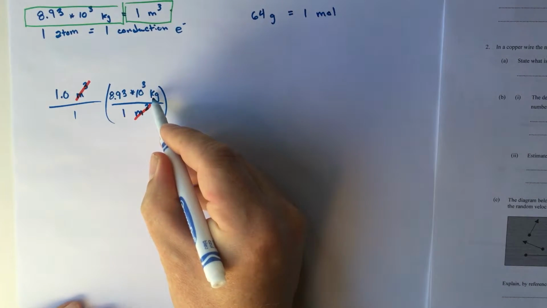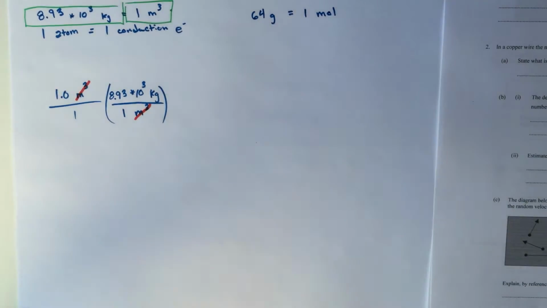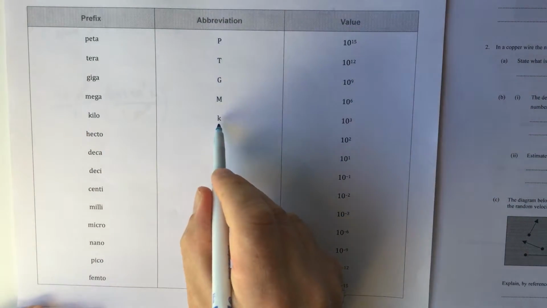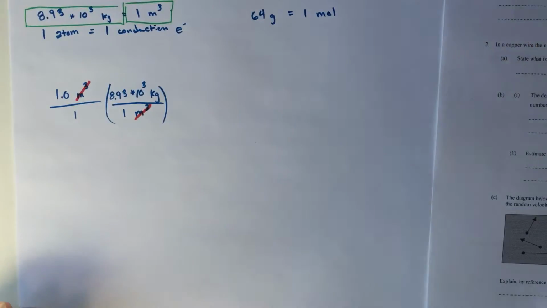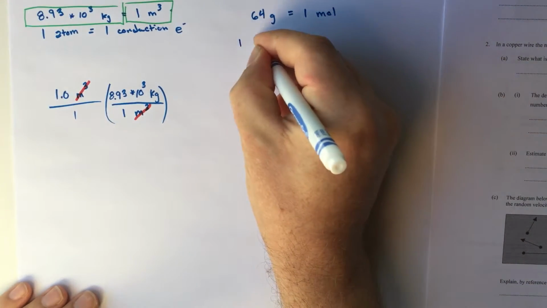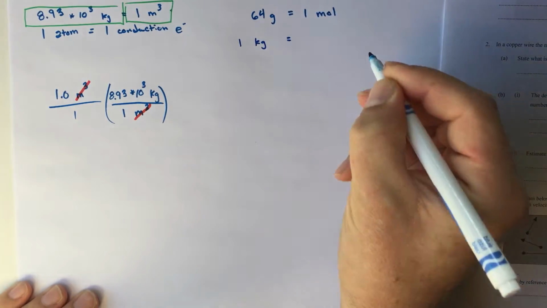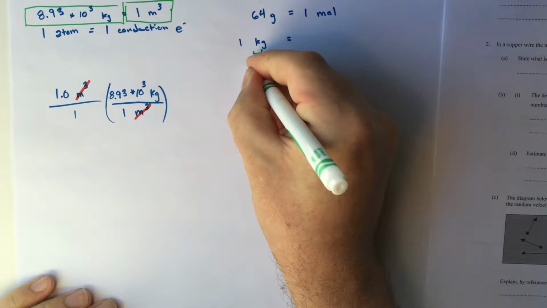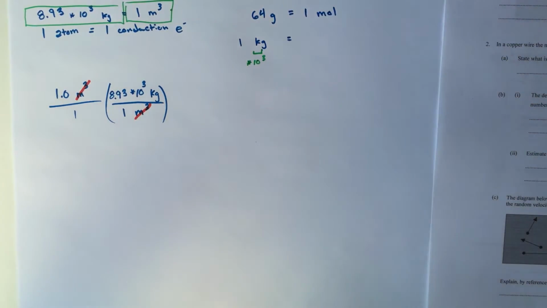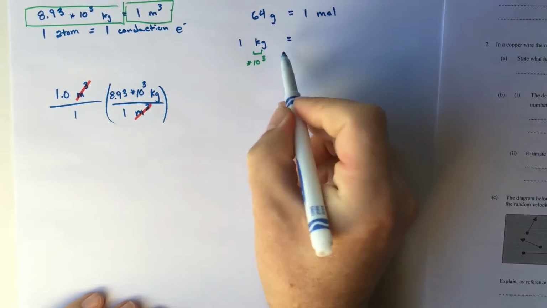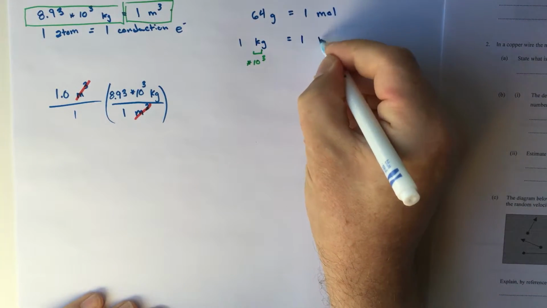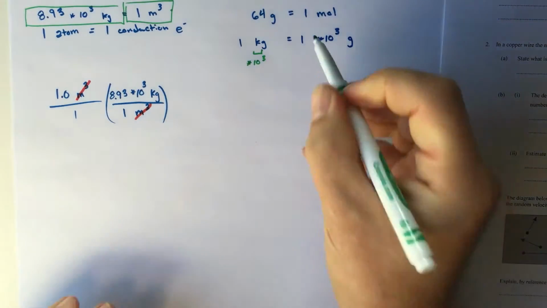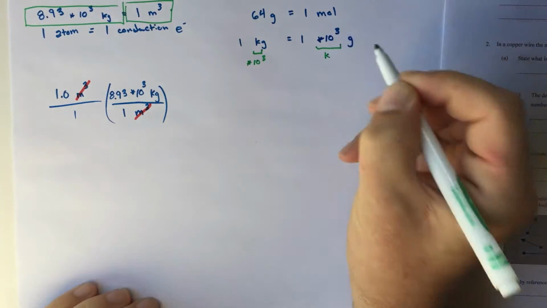I can find a relationship between kilograms and grams pretty easily because in my data booklet I have a little table like this that tells me that kilo just stands for 10 to the third. And that is to say that if I write 1 kilogram, it's the same thing as replacing this kilo with times 10 to the third. So I can write 1 kilogram is equal to 1 times 10 to the third grams. All right, this means kilo.